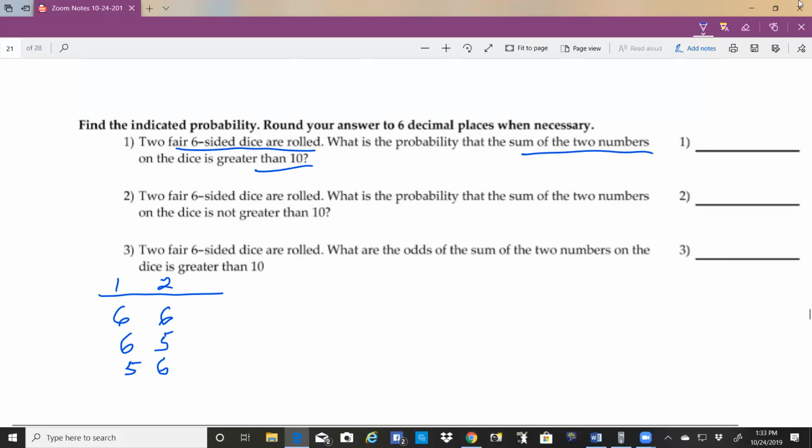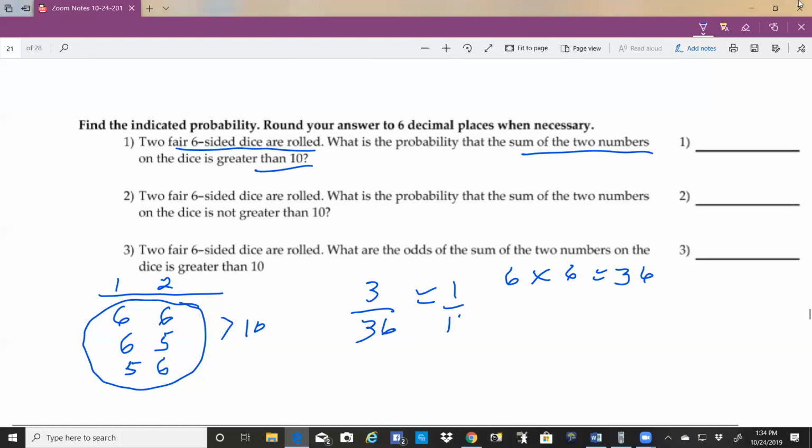And let's see, think about this. A 5 and a 5 won't do it. So the only 3 possibilities that it's more than 10 is 3. And how many rolls? You can have 6 possibilities on the first roll, 6 on the second. That's 36. So the probability is 3 out of 36, equal to 1/12. So the answer to this is 1/12.